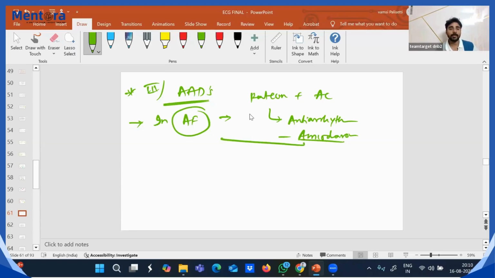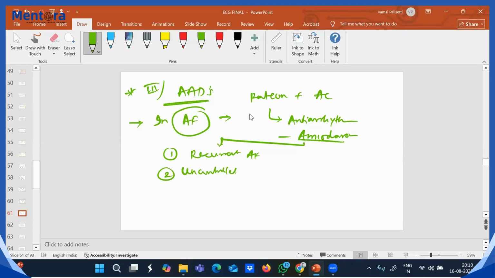So what are the indications of amiodarone? The first thing is, if there is a recurrent AF, you have to give an antiarrhythmic drug. Second thing is uncontrolled rate. You can give this definitely.